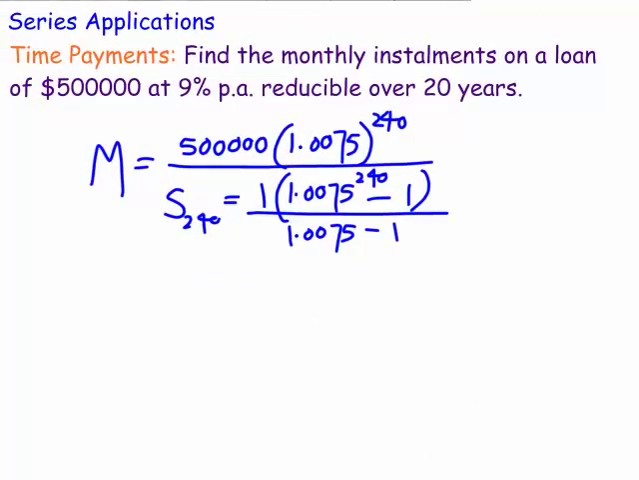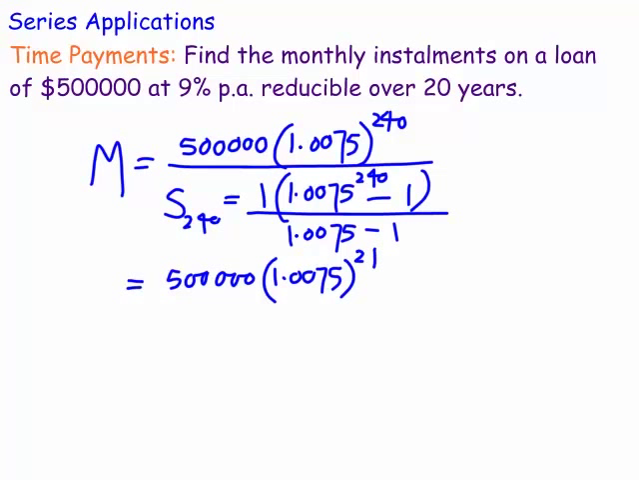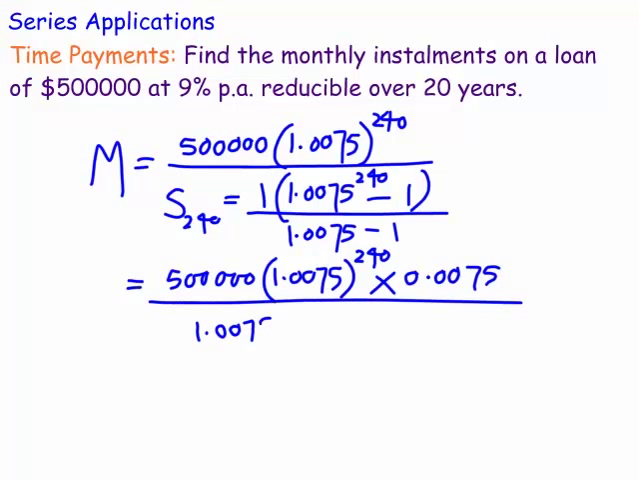How would we work this out? Obviously we're going to need a calculator, but the first step I would normally do is just rewrite this as 500,000 times 1.0075 to the power 240, invert and multiply by the fraction on the bottom here, 0.0075, and then divide all that by 1.0075 to 240 minus 1, which you probably keep in brackets.